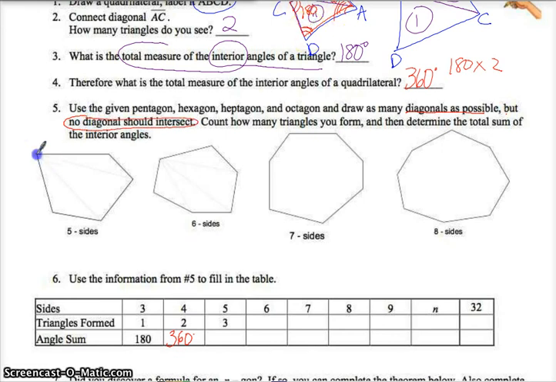So here, if I start here, I'm going to draw a diagonal here and a diagonal here. So I have 1, 2, 3 triangles, and then I multiply 3 times 180, and I get 540. Right, and do the same thing with all the other shapes. So if you want to pause now, go ahead and try it on your own and find out the pattern.